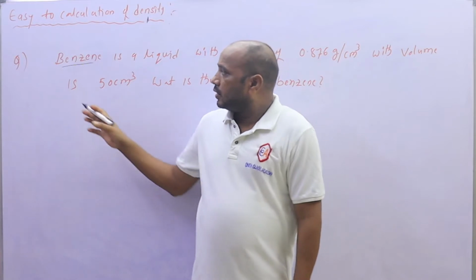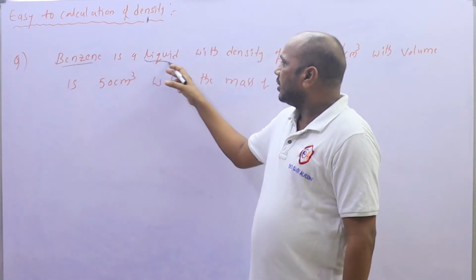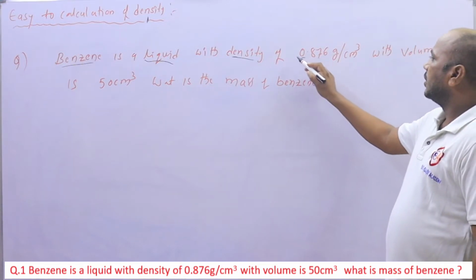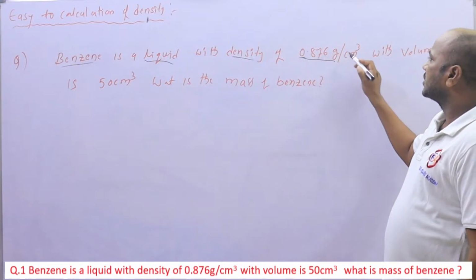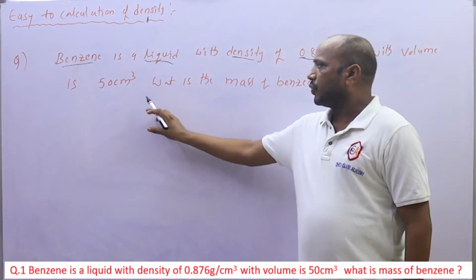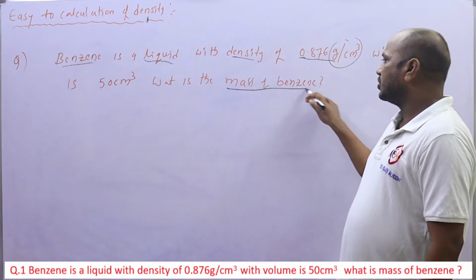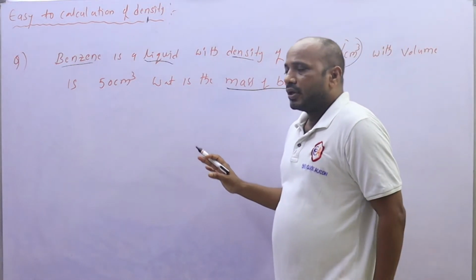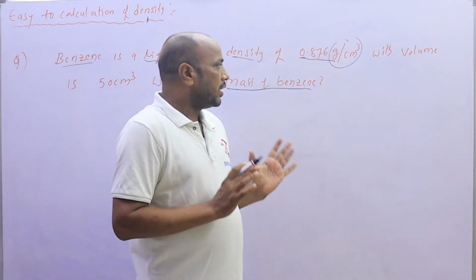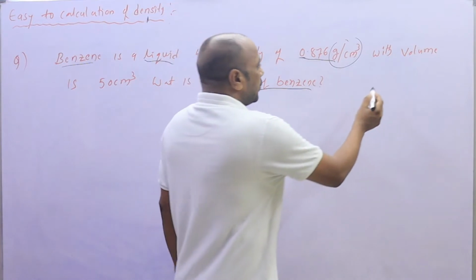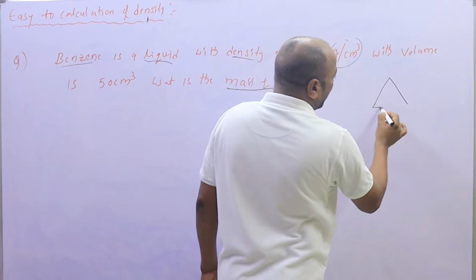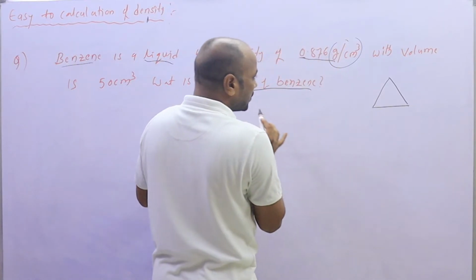The question is, benzene is a liquid with a density of 0.876 gram per centimeter cube and a volume of 50 centimeter cube. What is the mass of benzene? In this question, they ask to find out mass. So let us derive the formula of mass.